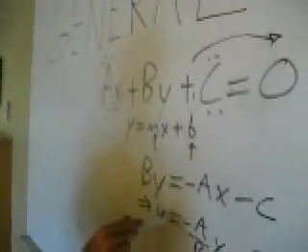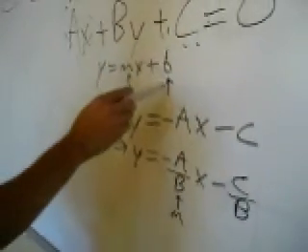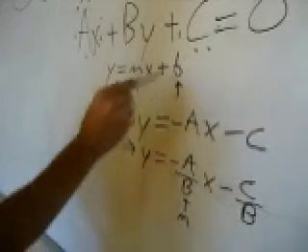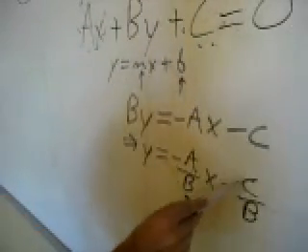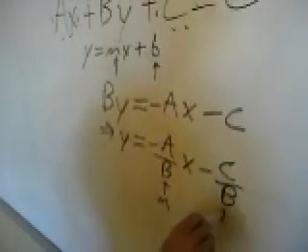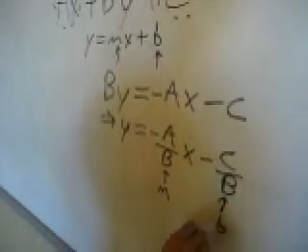So comparing to this equation up here, we have y equals negative a over b x, and in here we have y equals mx. And comparing again with this, we have our little b, which is the y-intercept, equal to negative c over b. So this becomes our y-intercept. So we end up with y equals mx plus b, the slope-intercept form.